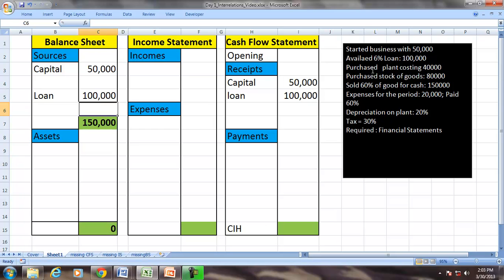Purchase plant costing 40,000, and you paid money for that. So 40,000 is the plant, and plant is an acquisition of an asset. So the asset will be shown on the balance sheet. Till now we have not made any expense, nor received any income.